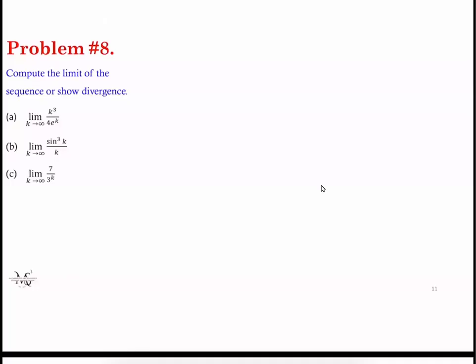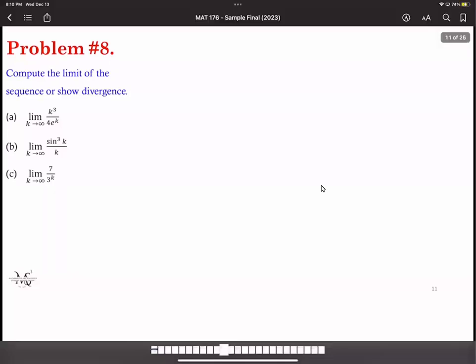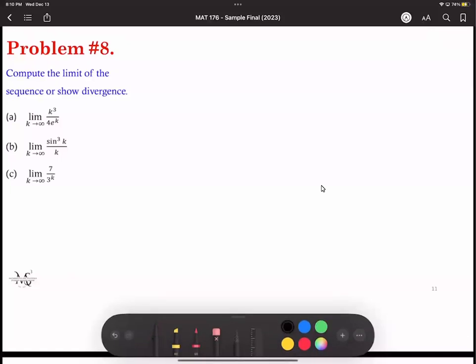All right, so again, we have to compute the limit of the sequence or show divergence here. If we begin with part A, it states that we have the limit as k approaches infinity of k to the third over 4e to the k. If I were to use direct substitution here, you would have gotten infinity over infinity.